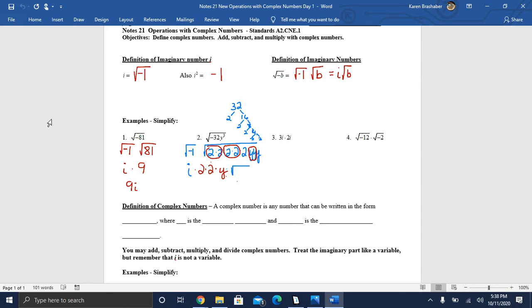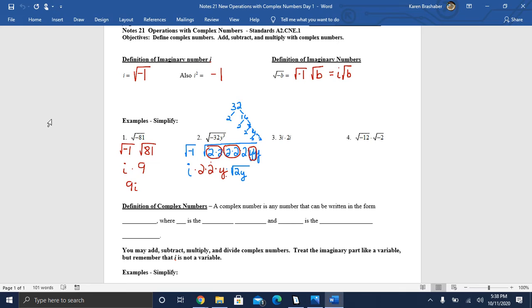Anything not circled stays in the radical. Those are not perfect square powers. And so I have a 2 and a y left in. And then I can write my answer. And usually we put the i right in front of the square root.